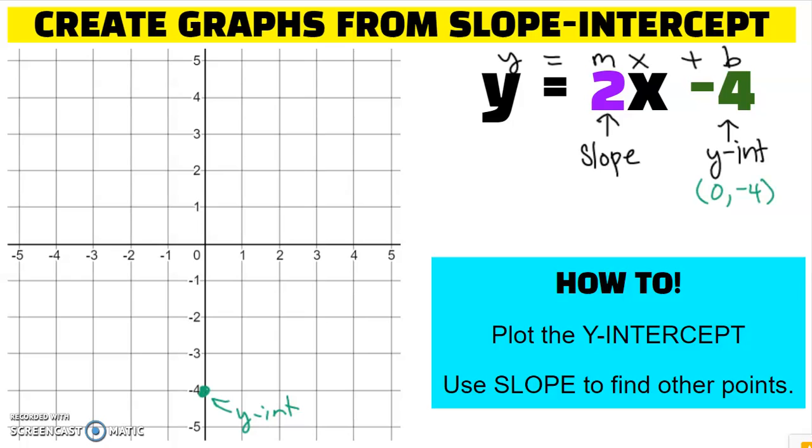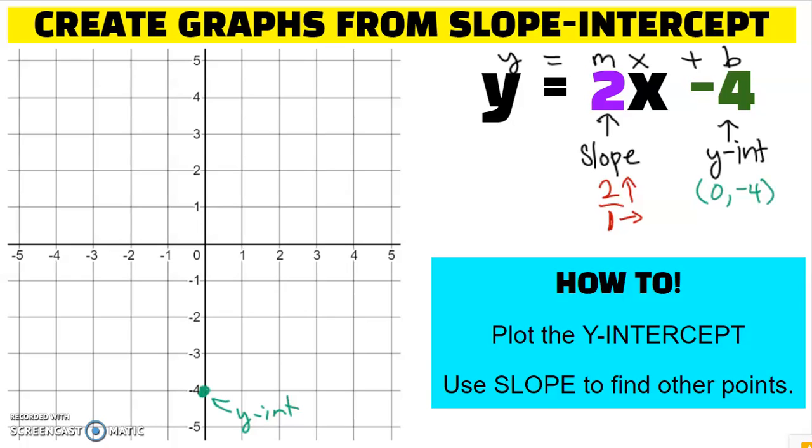My slope is 2 over 1. Remember, any whole number is over 1. I'm writing that because it tells me it's a positive slope. So thinking about what that should look like, this tells me go up 2, to the right 1. It's driving directions to find any other point on my line.